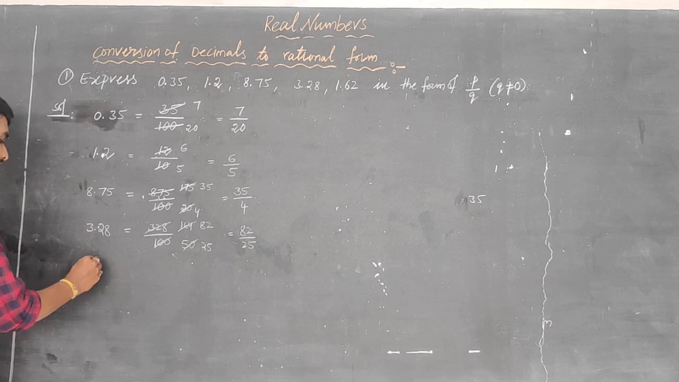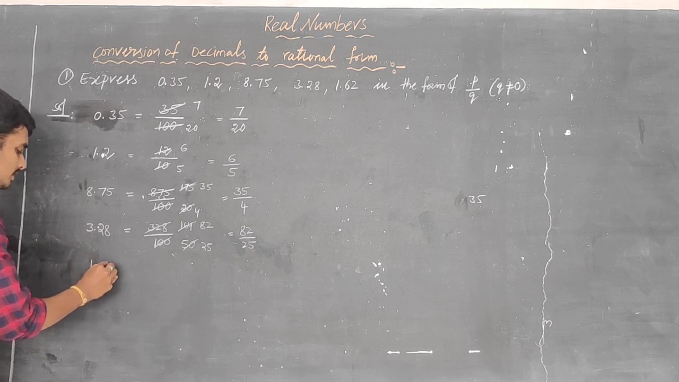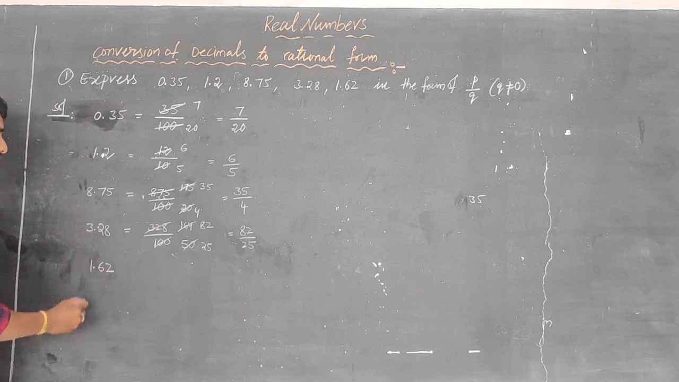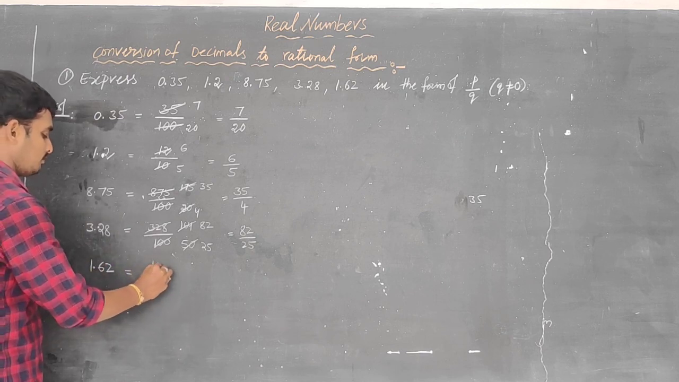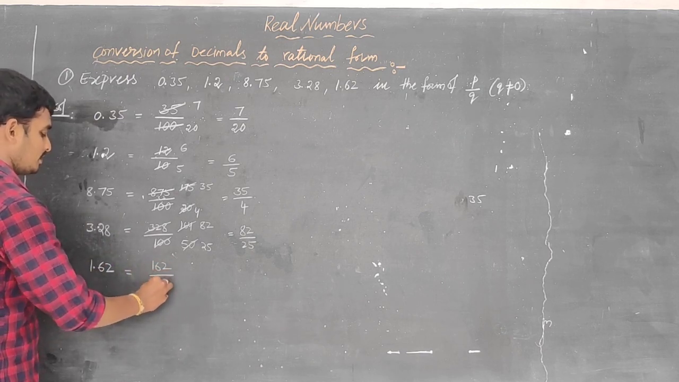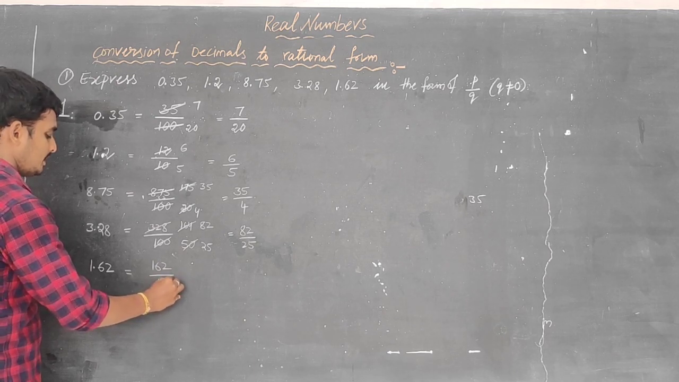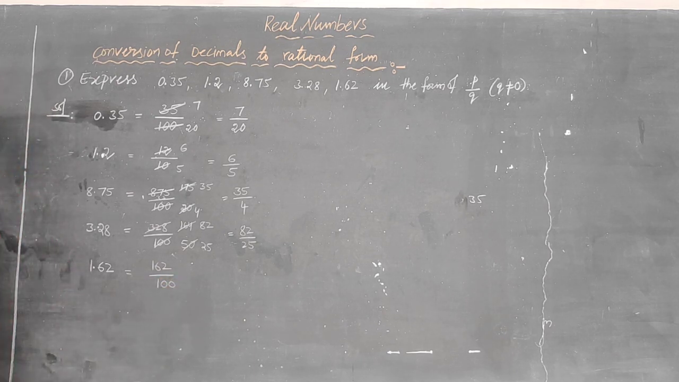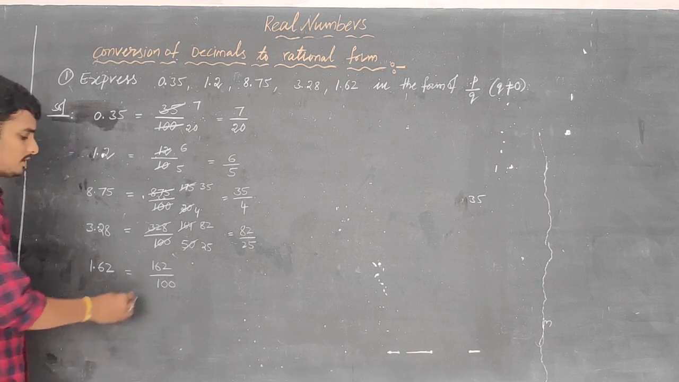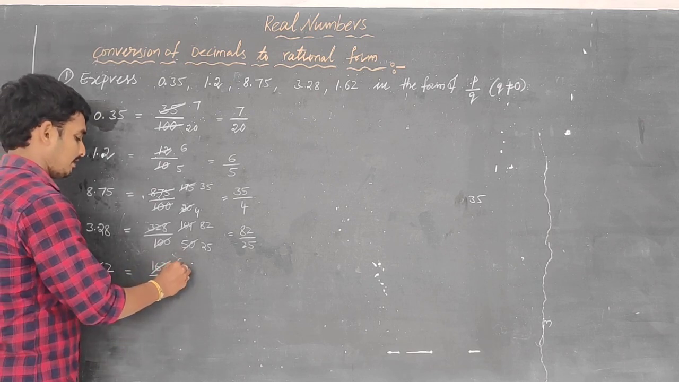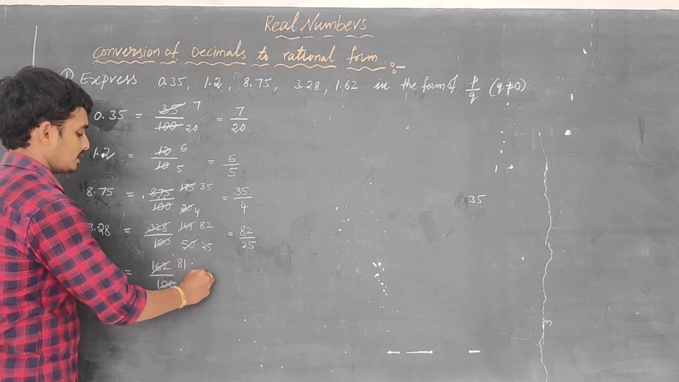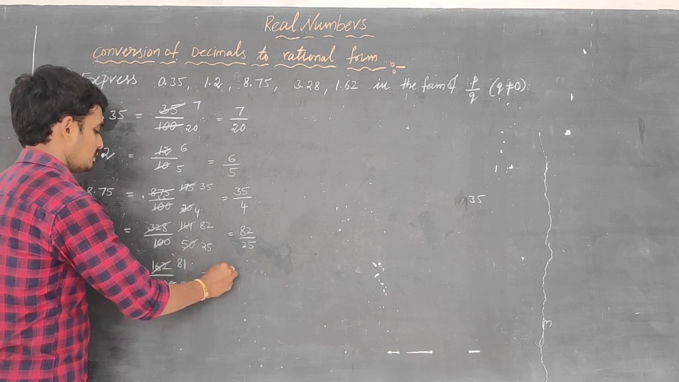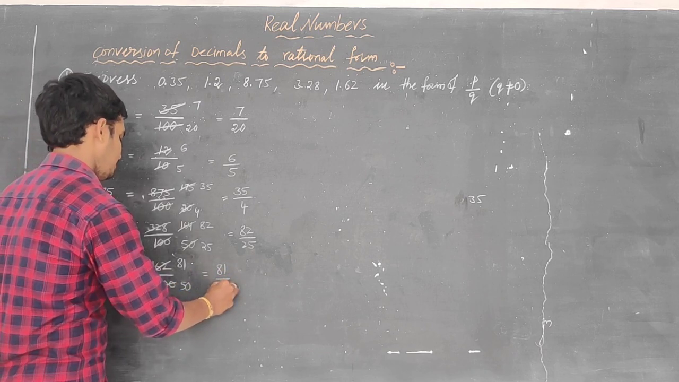Now the last number is 1.62. So I can convert it to p by q form. Remove the decimal point. I am getting 162 by the denominator 100. Why? Because it has 2 places. Which table do we have to cancel? Actually the 2 table cancels. 81 times here, 50 times here. Is there any common factor? Nothing is common. So the answer is 81 by 50.